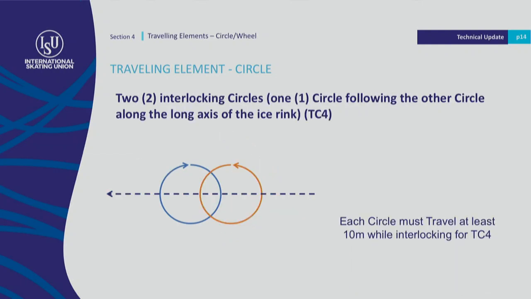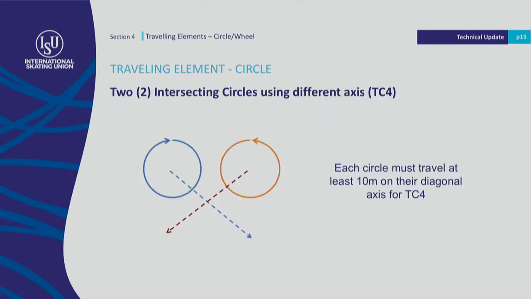Two interlocking circles is also a new option for traveling circle 4. With this feature, two circles have to follow one after another while interlocking. Each circle must cover at least 10 meters while interlocking. For level 4, there is an option named two intersecting circles using different axes. For this option, two circles have to travel and intersect with each other at the same time. There is no requirement for each skater to intersect. In general, we must see the circles intersect as they pass each other on the diagonal pattern.